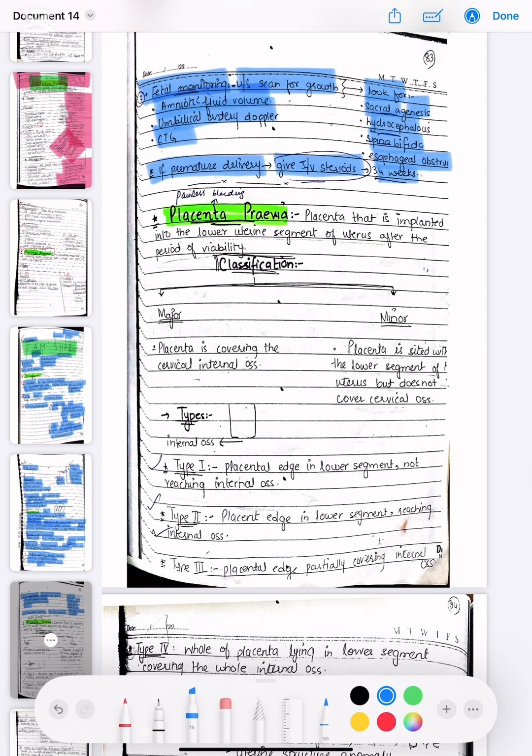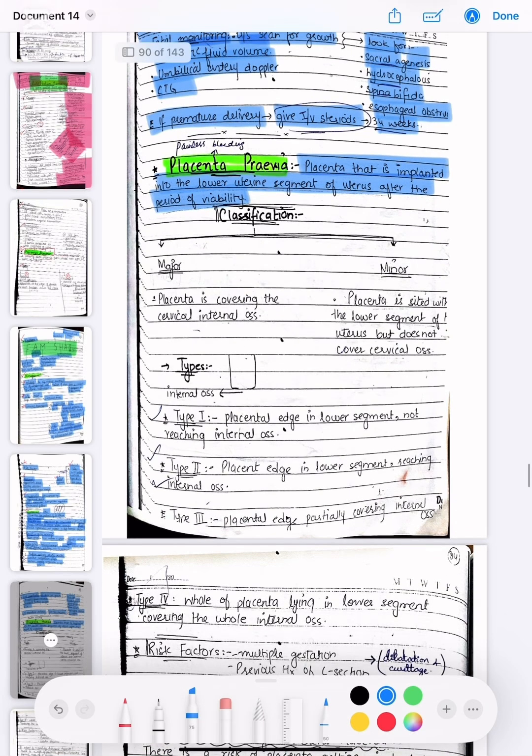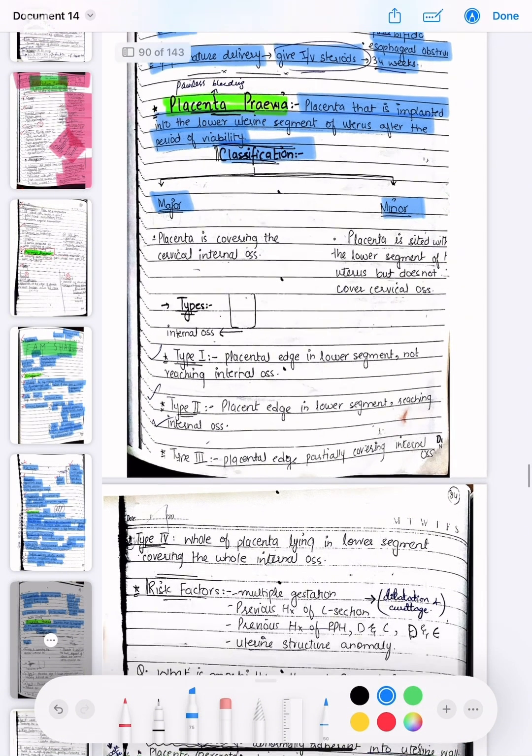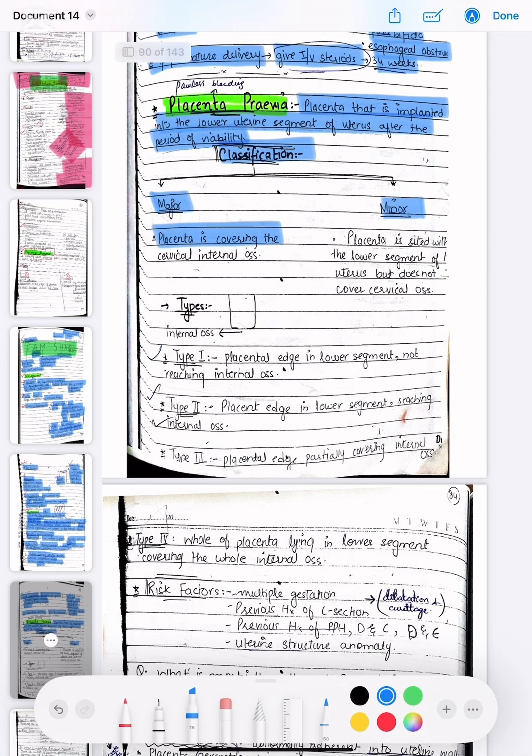Placenta previa is a placenta that is implanted into the lower uterine segment of the uterus after the period of viability. The classification is major placenta previa and minor placenta previa. In major, the placenta is covering the cervical internal os. In minor, the placenta is seated in the lower segment of the uterus but does not cover the cervical os.